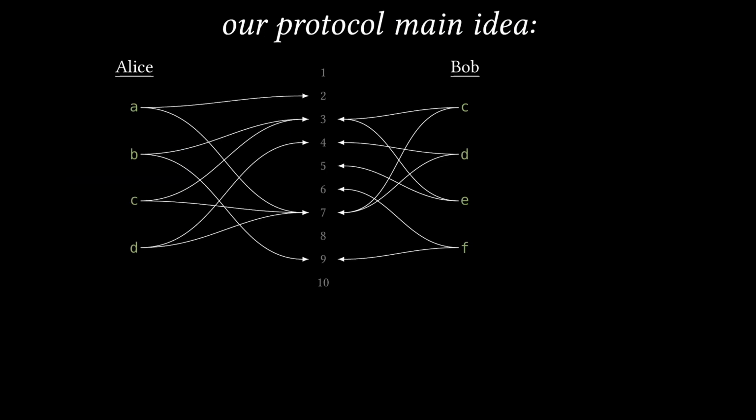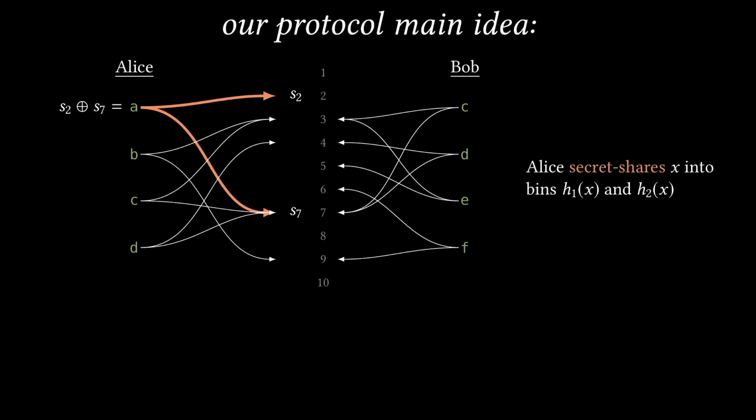Our protocol uses the same conceptual setup as the semi-honest protocol. The two hash functions in this example have assigned Alice's item A into bins 2 and 7. Instead of placing that item into one bin or the other, we'll ask Alice to secret share that item between the two bins. Similarly, the hash function assigns item B into bins 3 and 9, and we will ask Alice to secret share item B between bins 3 and 9.